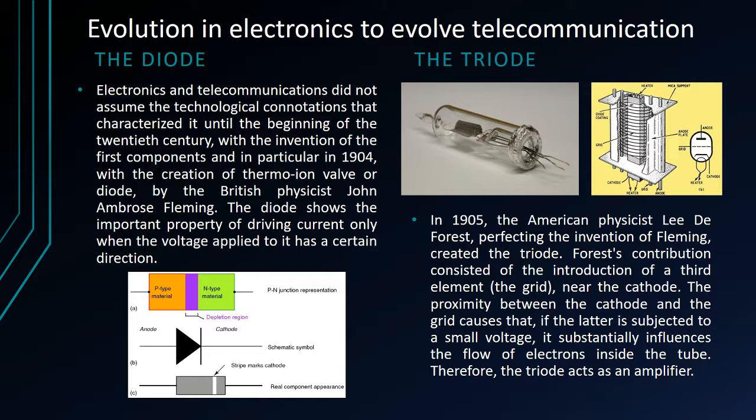In 1905, the American physicist Lee De Forest, perfecting the invention of Fleming, created the triode. De Forest's contribution consisted of the introduction of a third element, the grid, near the cathode. The proximity between the cathode and the grid causes that if the latter is subject to a small voltage, it substantially influences the flow of electrons inside the tube. Therefore, the triode acts as an amplifier.